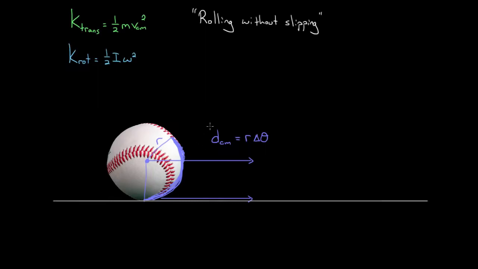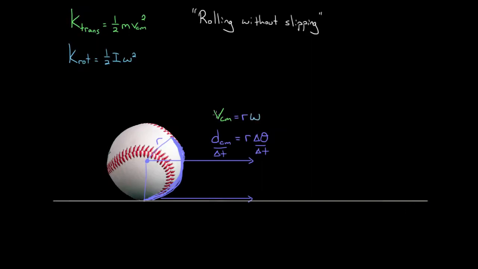And so why do we care? Why do we care that the distance the center of mass moves is equal to the arc length? Here's why we care. Check this out. We can just divide both sides by the time that took. And look at what we get. We get the distance the center of mass moved over the time that took. That's just the speed of the center of mass. And we get that equals the radius times delta theta over delta t. But that's just the angular speed.